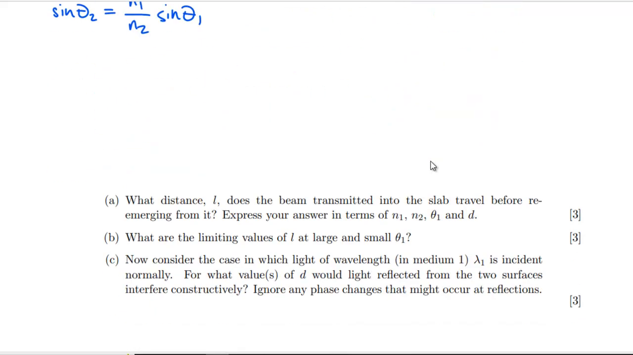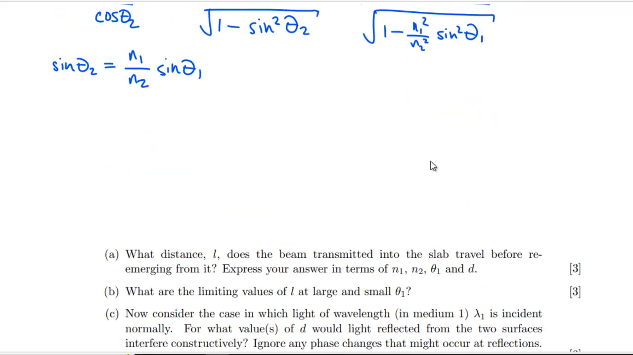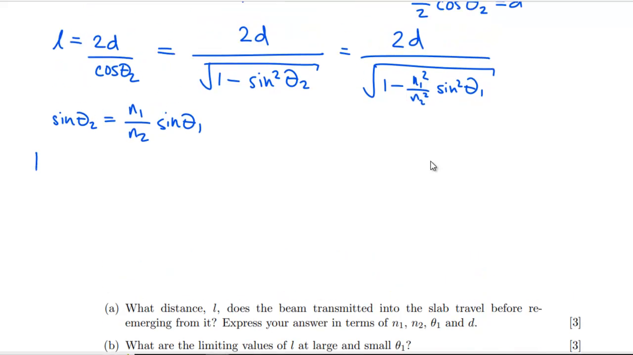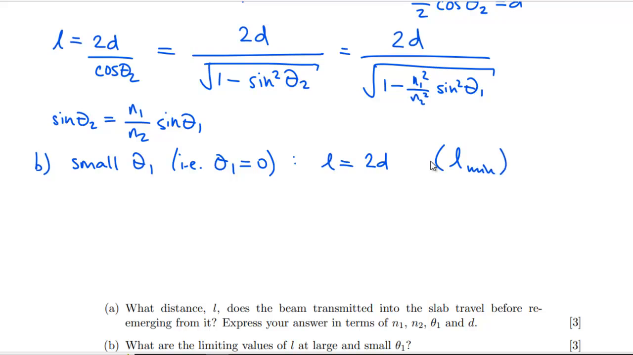So that's good. What are the limiting values of L at large and small theta 1? They get 3 marks for this second bit. It's a bit weird, isn't it? So limiting values of L. For small theta 1, i.e. theta 1 is equal to 0, we're going to get L is equal to 2d. So L min is equal to 2d, which makes sense. You've just gone straight in, bounced out again. There's been no refraction at the boundary. You've arrived normal at the interface.